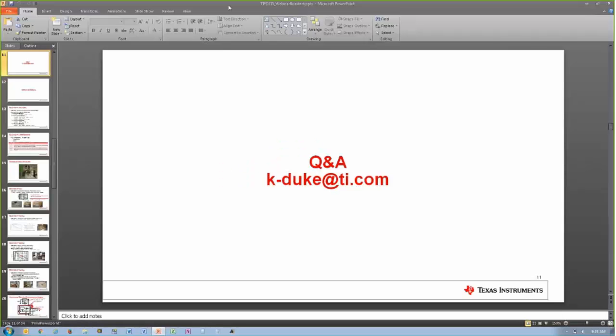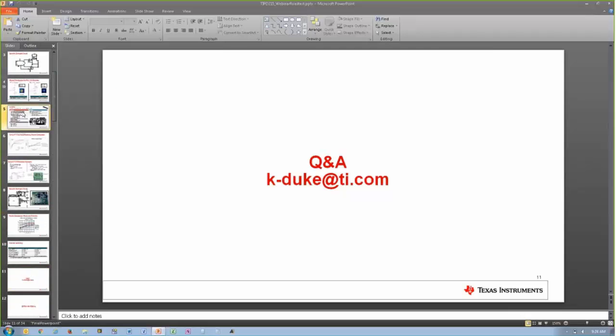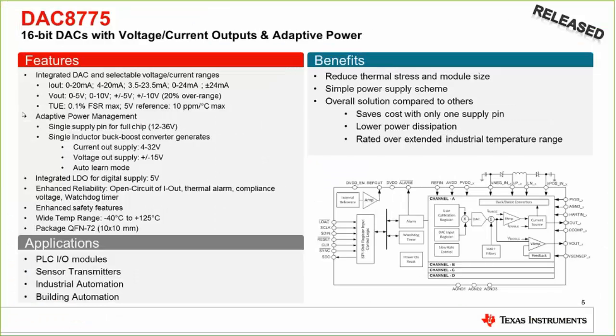I'm trying to look at the chat. So basically, the load question is quite relevant. So the idea of the adaptive power, there's three operating modes for the DC-DC. The first one we call full tracking, the second we call clamp mode, and the third we call auto-learn mode.